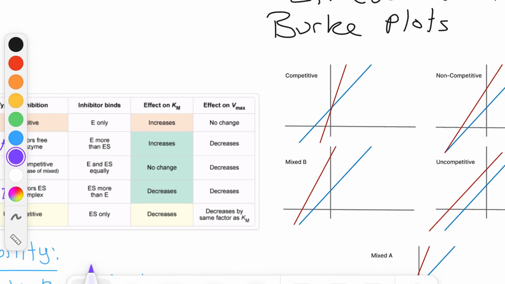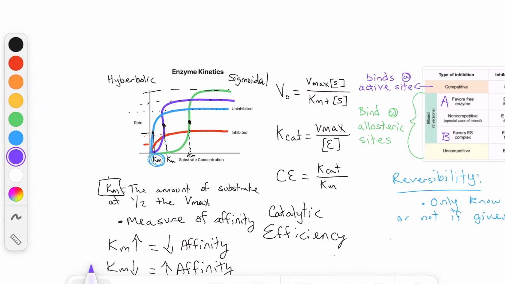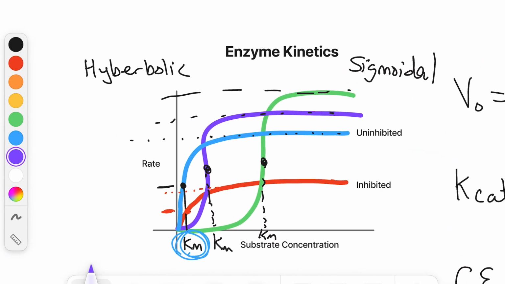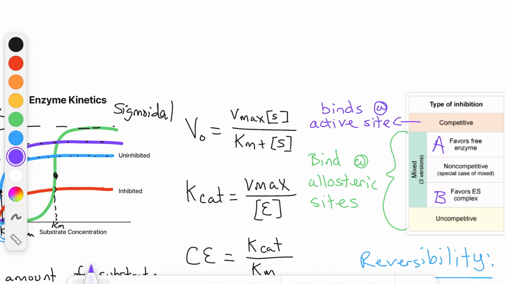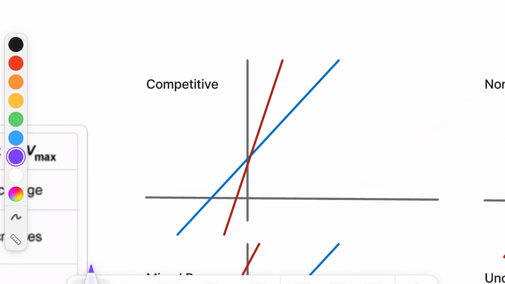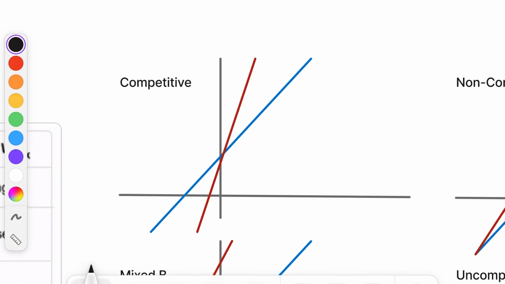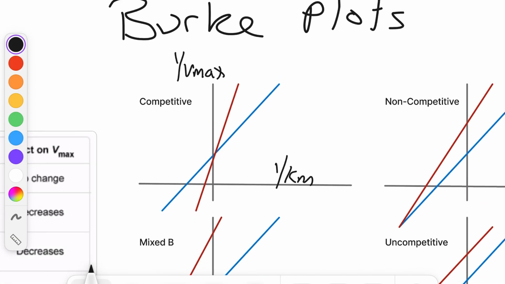Okay, but let's look at these Lineweaver-Burk plots, and I know we looked in the past video at these curves over here. These curves are called the Michaelis-Menten curves. The Lineweaver-Burk plots are inverse. It's just an inverse of that curve. So let's label the axes here. The y-axis is 1 over Vmax. The x-axis is 1 over Km, and you'll see some other things on the x-axis, but it's effectively 1 over the substrate concentration.